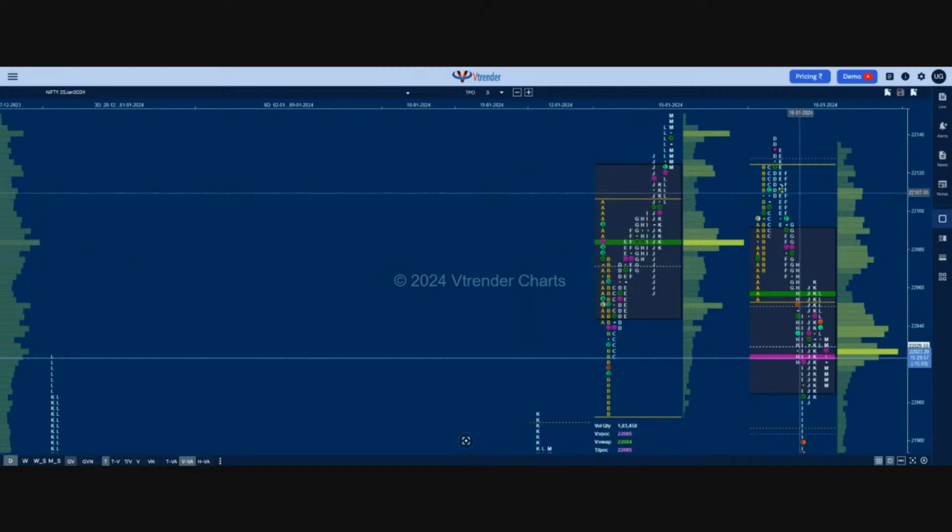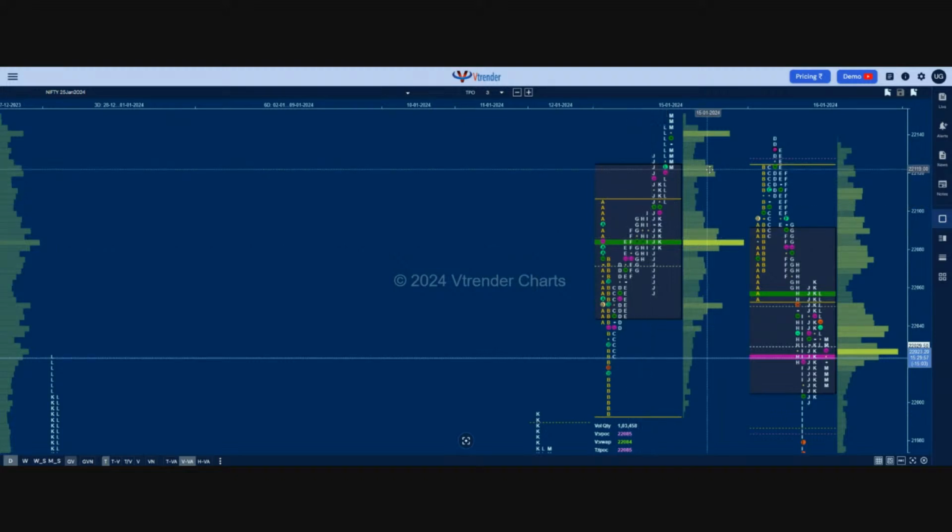So here we can see the B period stalled right at the previous value. So we know that the open type is open auction in range and we are trading in previous value. So there was no case of being bullish. Only thing we could do is, because we were in previous value, we could look to fade the value area high and the value area low if we are getting responsive signals at that level.